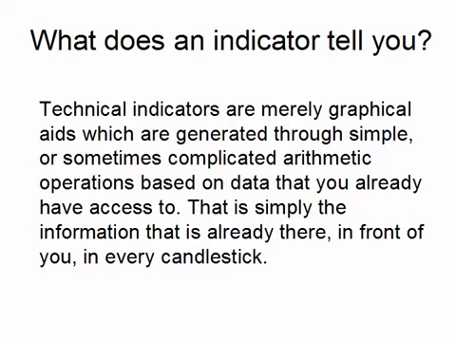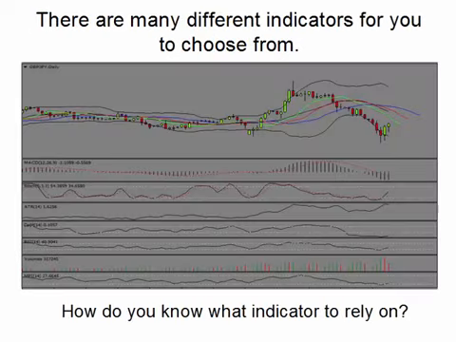Technical indicators are merely graphical aids which are generated through simple or sometimes complicated arithmetic operations based on data that you already have access to. That is simply the information that is already there in front of you in every candlestick. There are many different indicators for you to choose from, but how do you know which one to rely on?